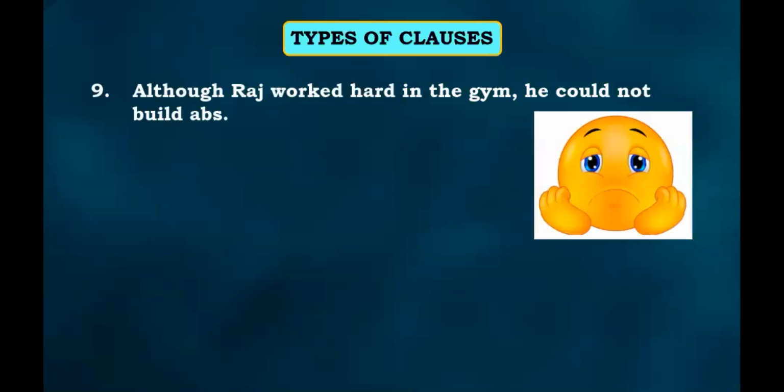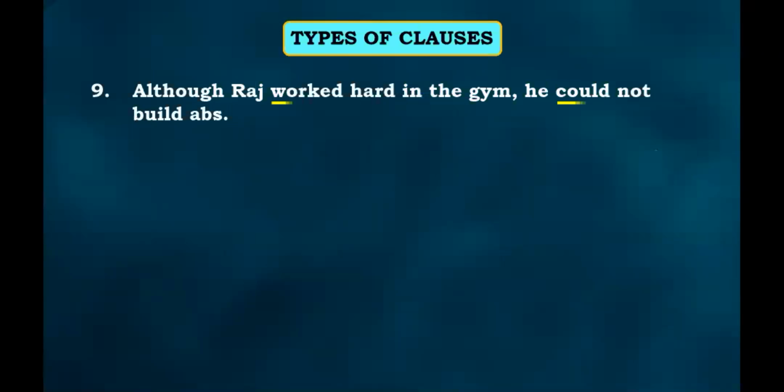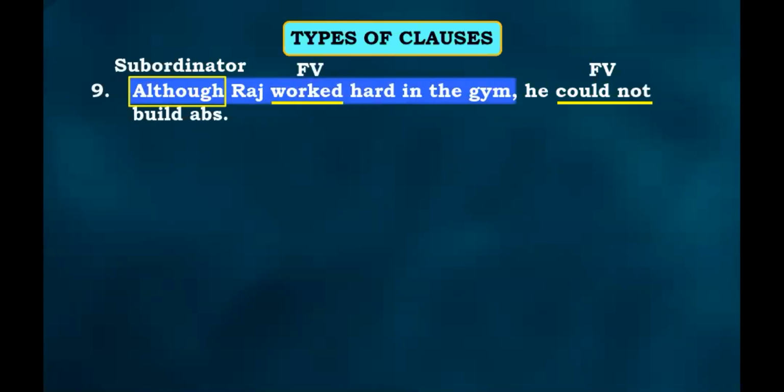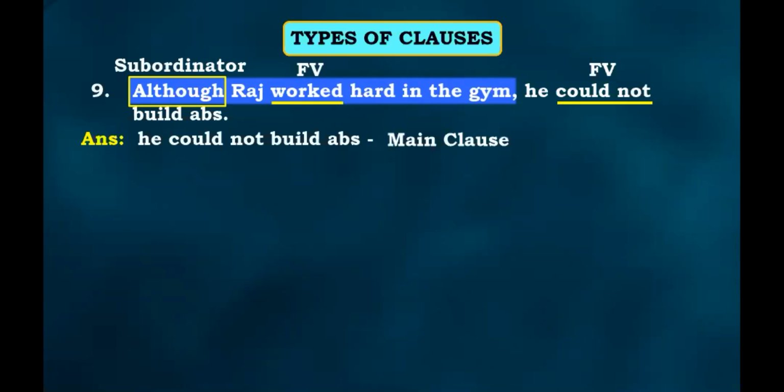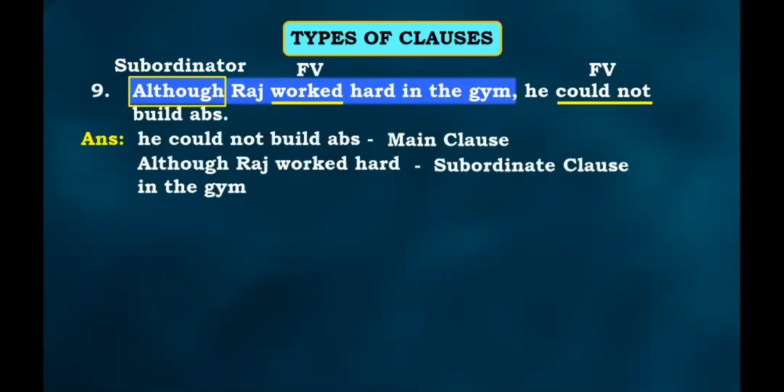Although Raj worked hard in the gym, he could not build abs. उसने बहुत मेहनत की. He went to gym every day and still he could not build abs. Can you believe that? It's almost impossible. ऐसा थोड़ी होता है. ऐसा नहीं होना चाहिए. Correct? So here the two finite verbs are worked and could not. Correct? Although is my subordinator, so my subordinate clause will be although Raj worked hard in the gym. Answer, he could not build abs is my main clause. Although Raj worked hard in the gym is my subordinate clause. I hope we are very clear with this one.